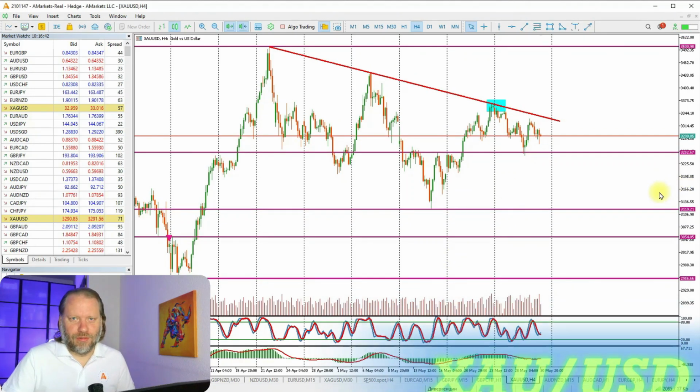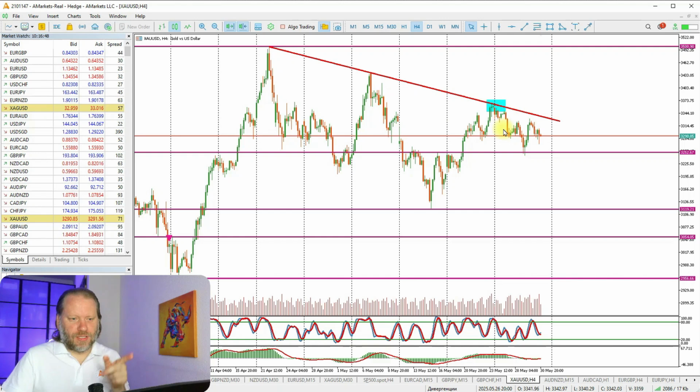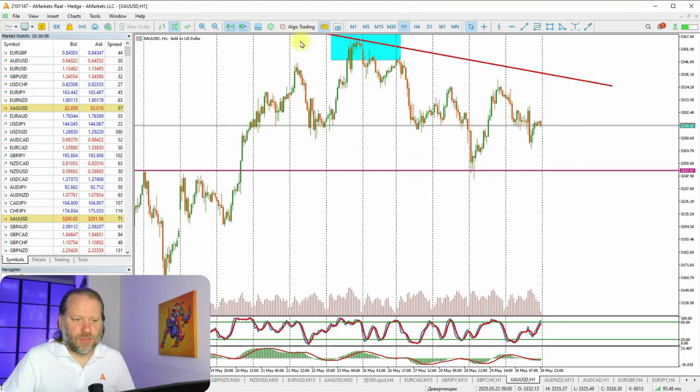Let's look at one of the favorite tools of my subscribers and traders in general. This is gold to the dollar. As we can see, on this chart I marked a reversal point last week. You can take a look and see for yourself in my last issue. I talked about this reversal point there, and see how perfectly it worked out.